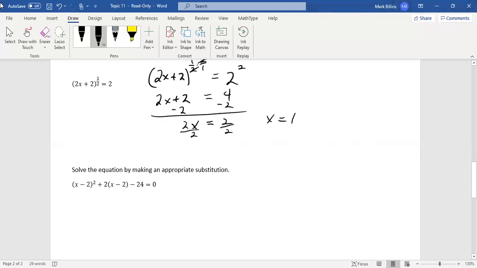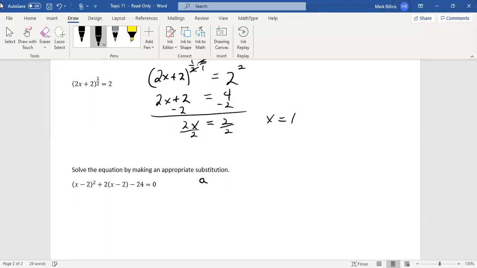This next problem says solve the equation by making an appropriate substitution. So in its current form, there's two different ways you could go about it. I'm going to go ahead and go by what they're asking in the instructions and use substitution. So you notice this isn't familiar because we have the quantity x minus 2 squared plus 2 times x minus 2 minus 24 equals 0. So what I want to do is substitute something in for that x minus 2 because both the first term and the middle term have that as a factor.